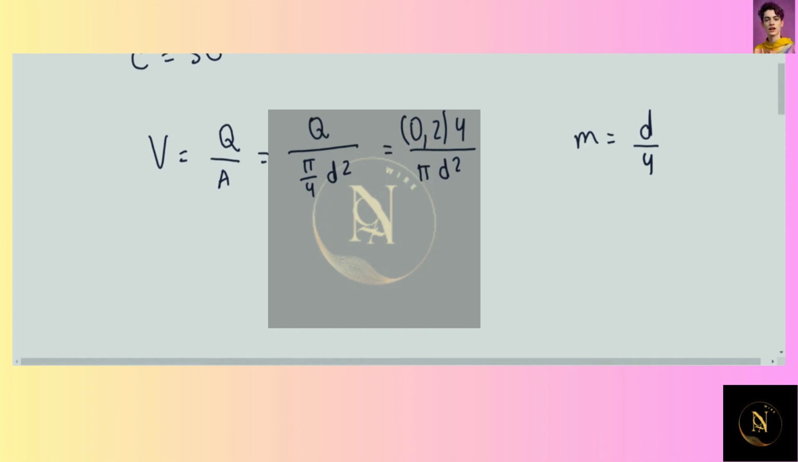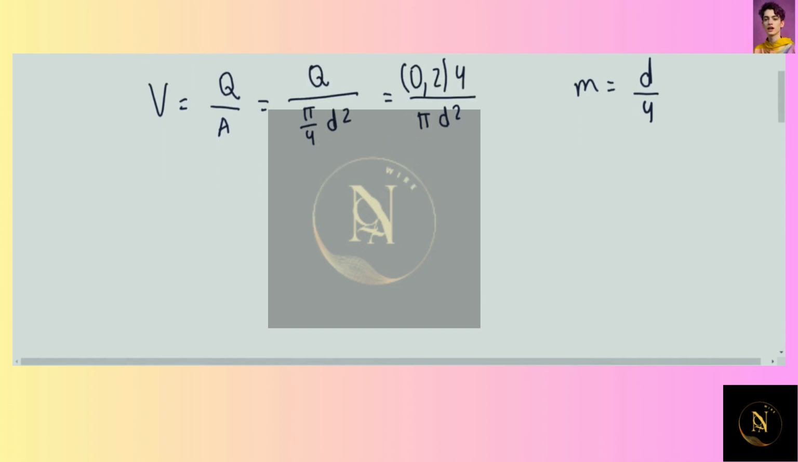Now, the loss of head per unit length, which we're going to call I, is equal to HF, which is the head loss due to friction, divided by the length L. So that will be 4 divided by the 2,000 that we are given for the length L. So that will give us a value of 0.002.